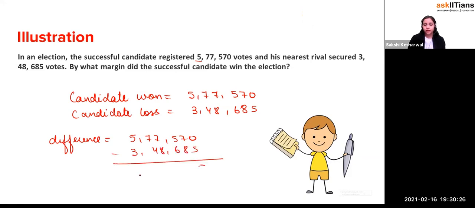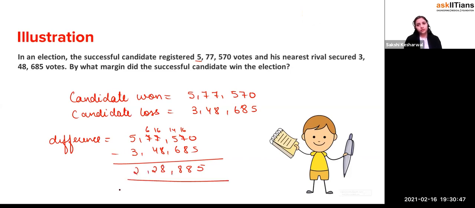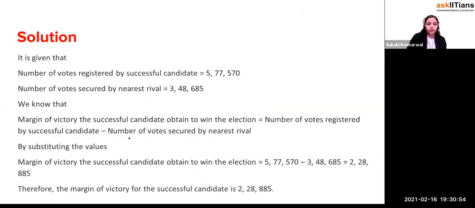So this will be 5. And this is 16 minus 8, and this is 14, and this is 16, and this is again 16, and this is going to be 6. This is how you take the differences. So this will be 8, and this will be 8, and this is 2, and this will be 2. So it is 2,28,885. This is the margin, right?